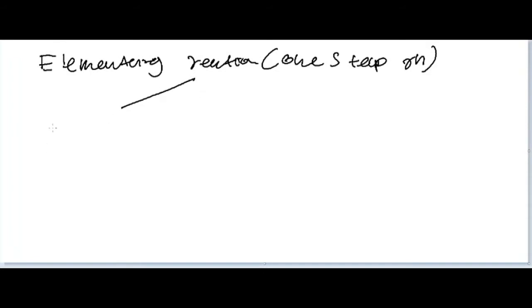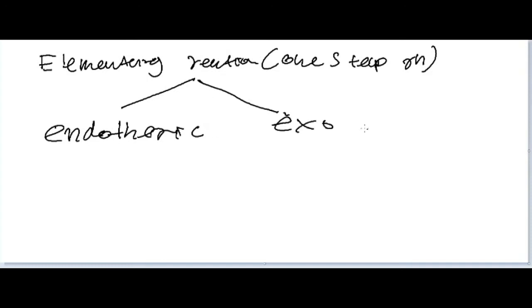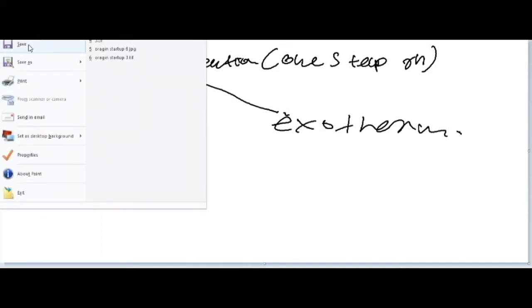First type of elementary reaction we called endothermic reaction, and you have to make your note within the given space. Okay, endothermic, and second one we called exothermic reaction. So you know about this one, endothermic and exothermic reaction. So now I am going to explain about this one with respect to the activated complex.